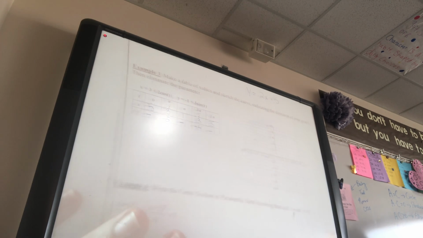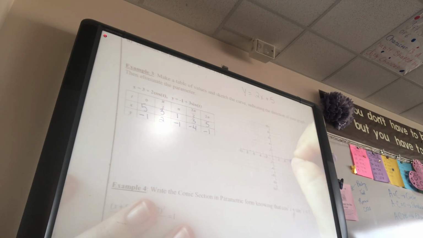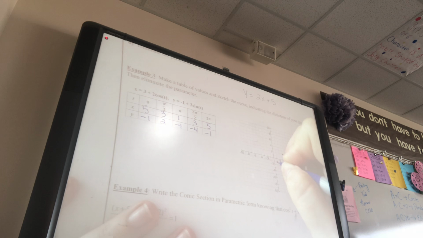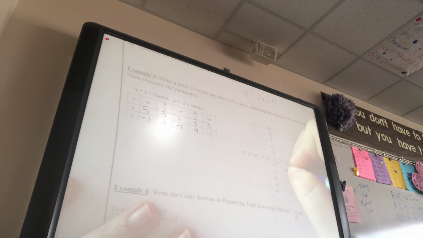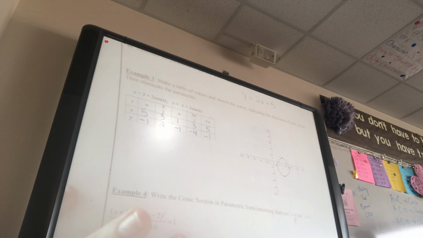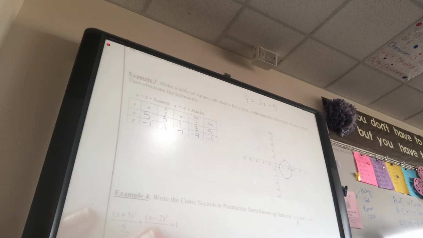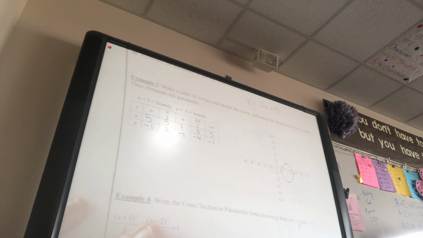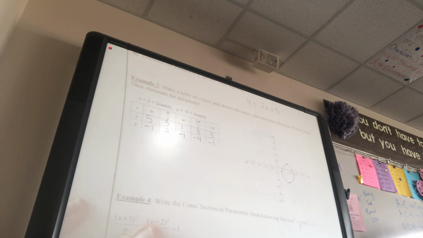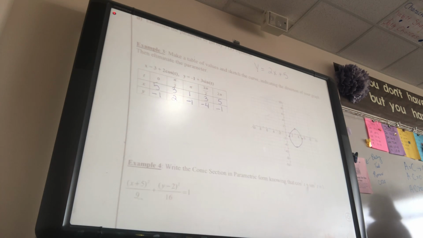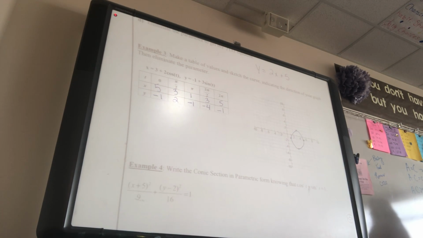This is where it gets really exciting, guys. 5, -1, 3, 2, 1, -1, 3, -4, and 5, -1. It's an ellipse. Now, how did that happen? What a coincidence, right? Why would I put parametric equations with the conic sections unit? Because we've already talked about ellipses. Okay, so I did that. Let's eliminate the parameter here and see what's going on.